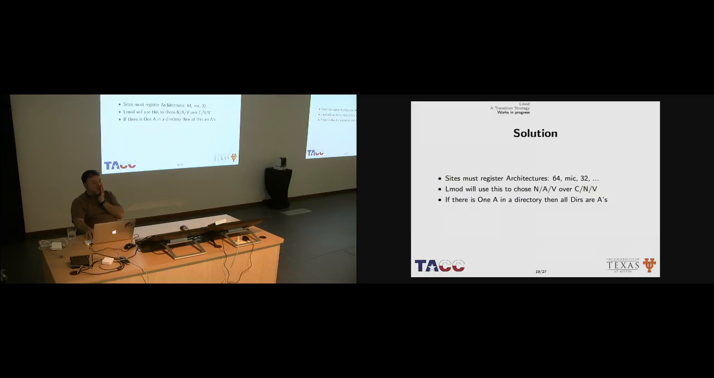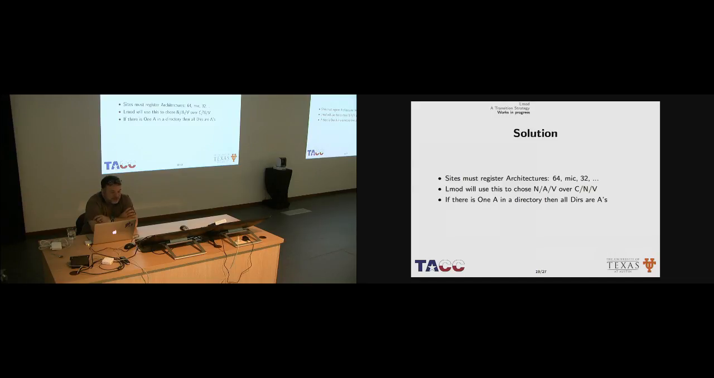And so what I'm planning on doing is telling sites you have to register your architectures. So if you have the name x86_64, i386, i686, however you want to name things, you can do it any way you want, but you have to tell me what the architecture directories are, and they cannot be categories. You have to pick or choose.